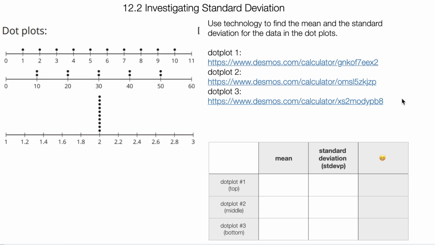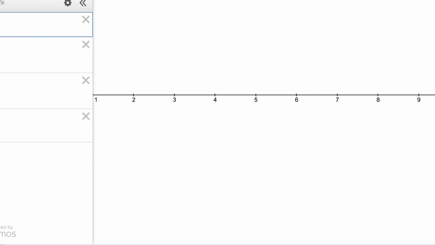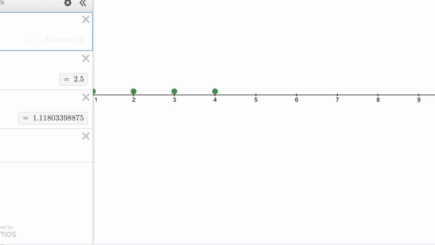So on this one, it says use technology to find the mean and the standard deviation for the data in the data plots. So looking at this, there is one value, one dot on every number from 1 to 10. So I'm going to click on Desmos, and it's dot plot 1 that I'm looking at. And remember, we said there is a data value on every number from 1 to 10. So you would just do 1, 2, 3, and you would input all of these numbers.